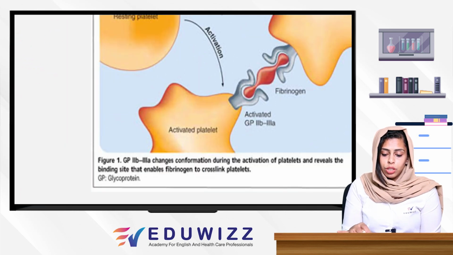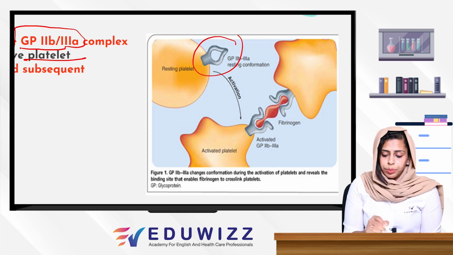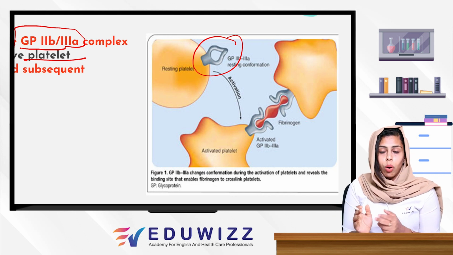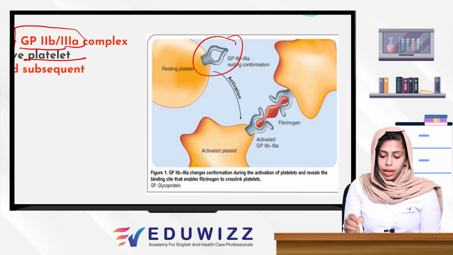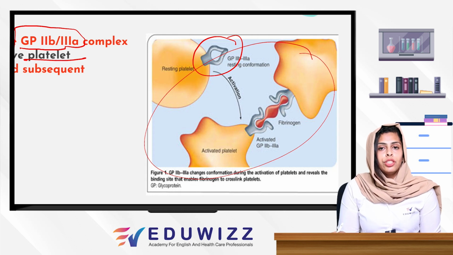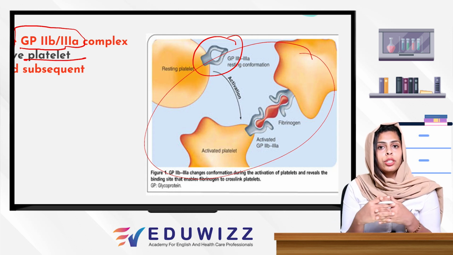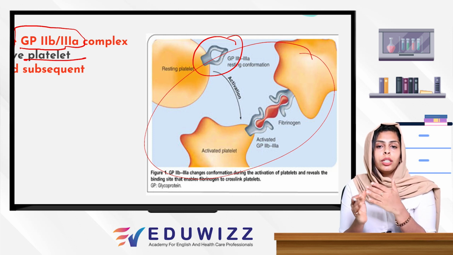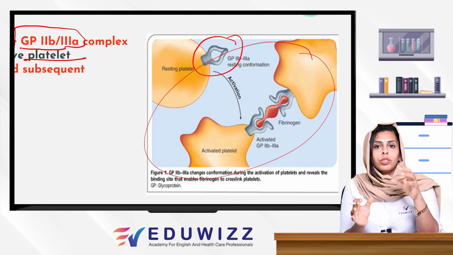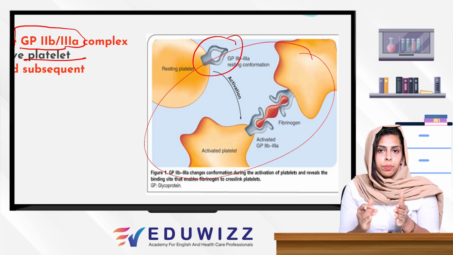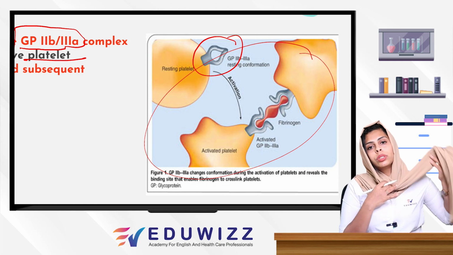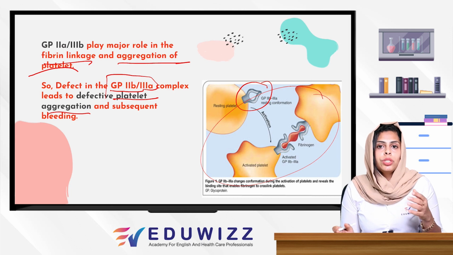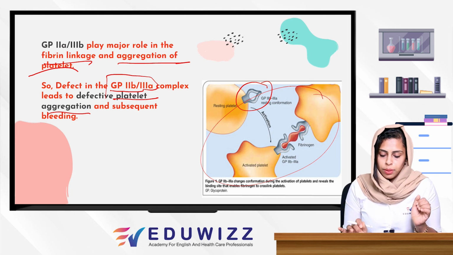So, in this picture, you can see GP2B3A in a resting form. When it is activated, it will open up and link with fibrinogen, and it will lead to the aggregation of platelets. This aggregation leads to clumping and the subsequent clotting pathway, which leads to the formation of a clot and stopping of the bleeding. If it is not happening, then the bleeding does not stop, it will continue. So that is the deficiency in this disease. Platelet aggregation is not taking place in Glanzmann thrombasthenia.